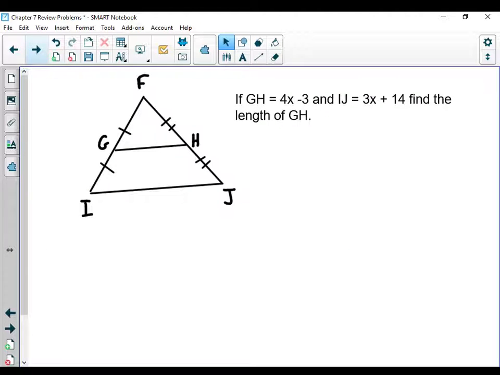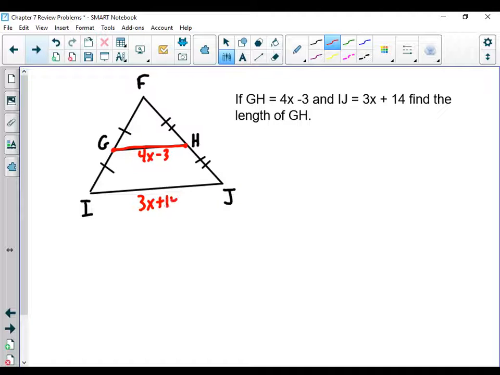All right, here's the next problem. So in this problem, notice some of the parts. We've got the fact that G is a midpoint because they mark these two pieces the same. H is a midpoint, so that means GH is a midline or mid-segment. So here's the information they're telling us. GH is 4x minus 3. And they're telling us IJ is 3x plus 14. And our goal is to figure out how long GH is.